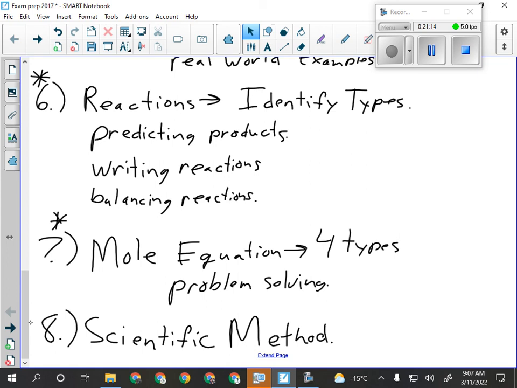Question number 5, that's the one about the polar nature of water. I already talked about what you need to do about polar molecules and that kind of stuff. That's a 5-mark question.